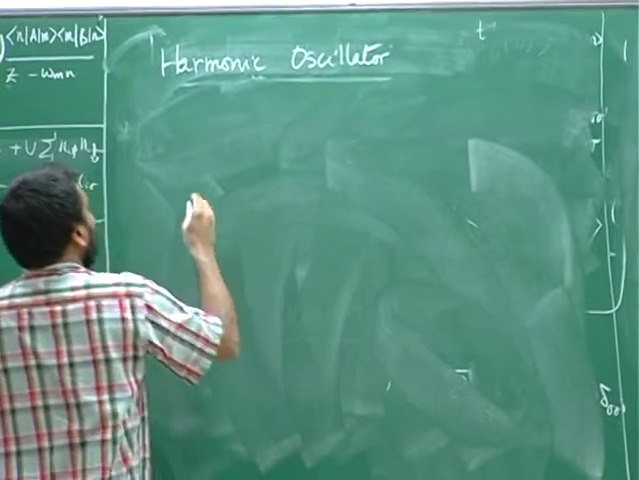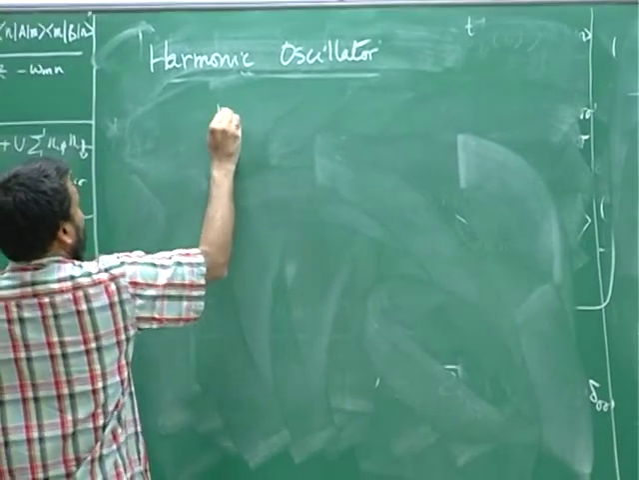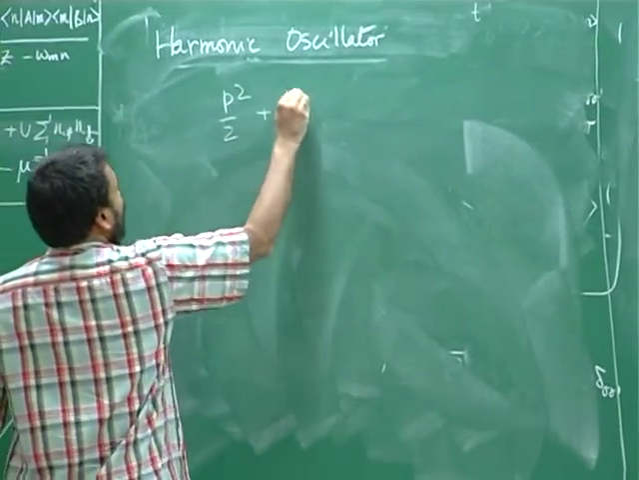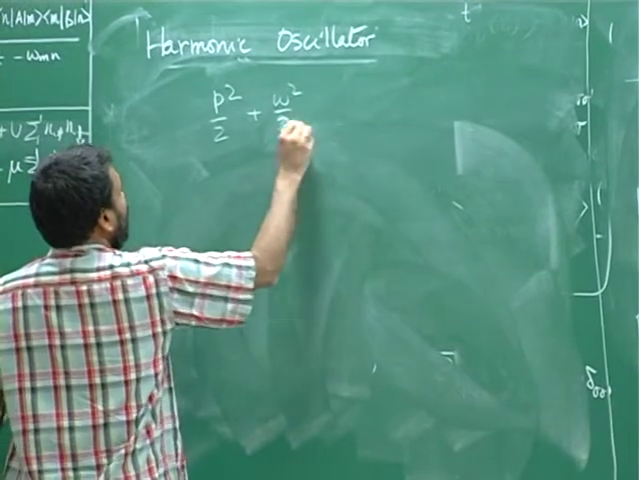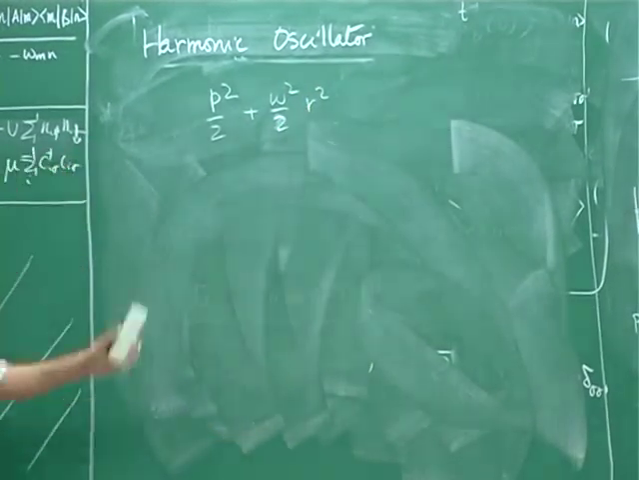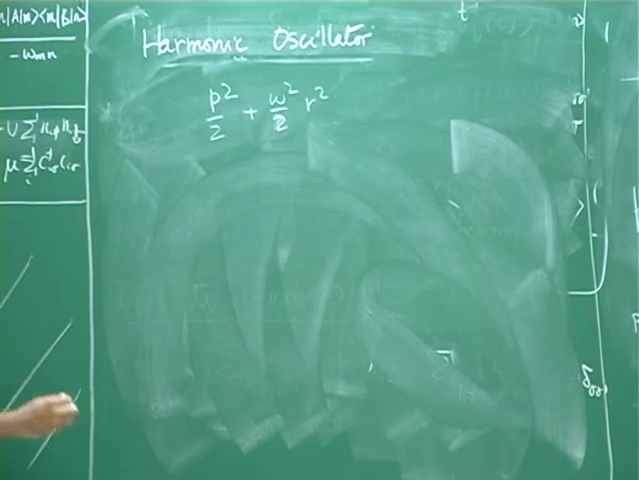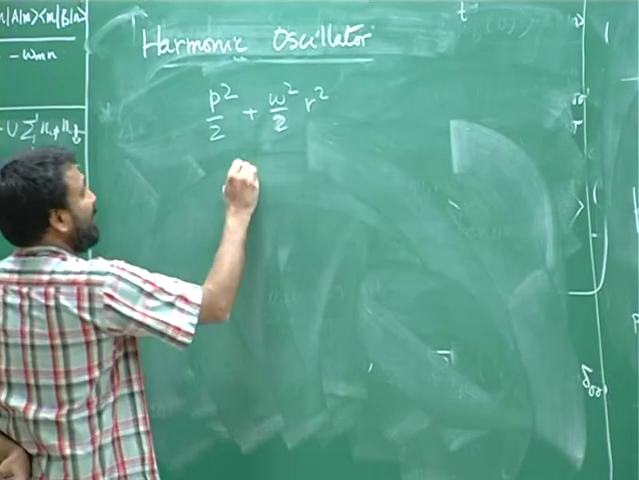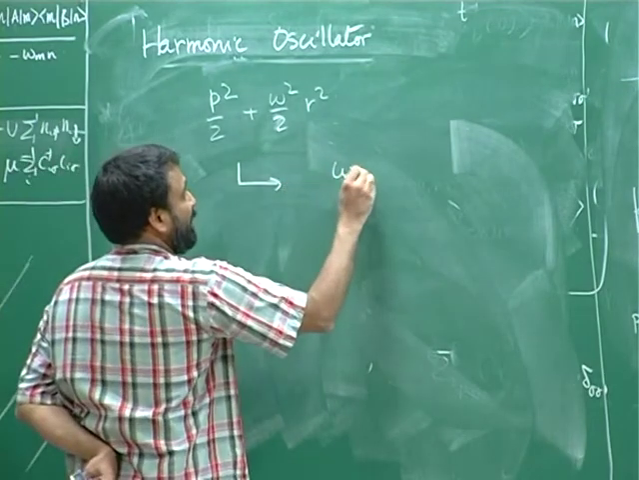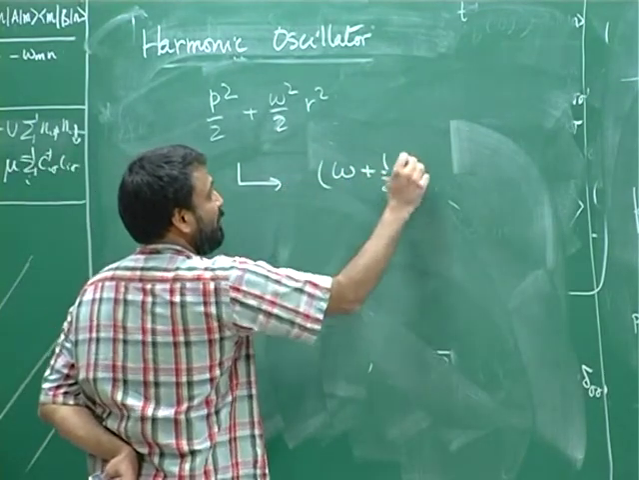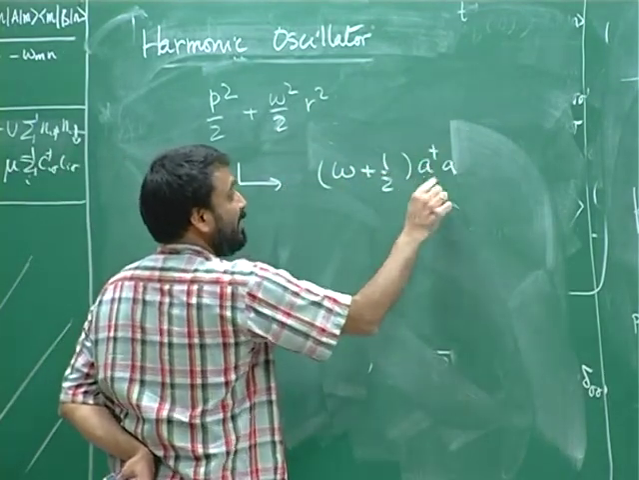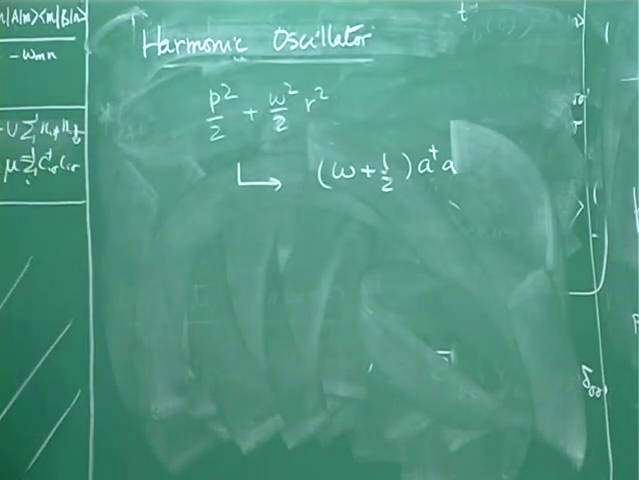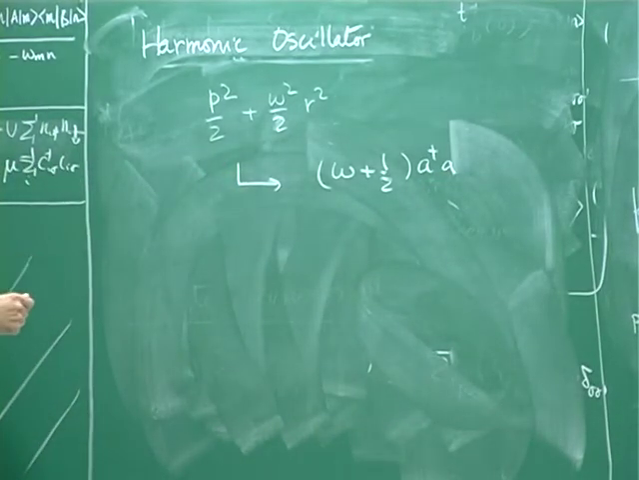Right? Okay, so what happens? I have p square over 2 plus omega square over 2 r square. So this is the typical Hamiltonian for a harmonic oscillator. You know that this can be cast into a form that looks like omega (a dagger a plus half). These are the creation and annihilation operators, or ladder operators, of the harmonic oscillator.